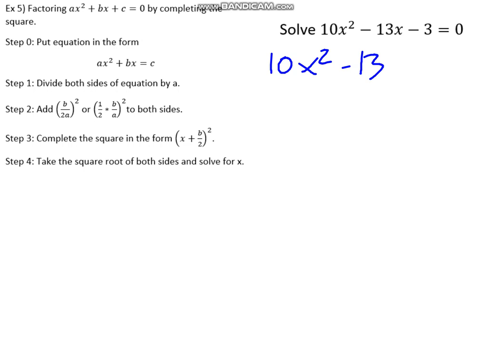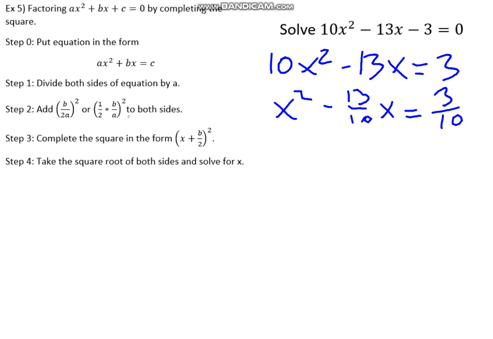minus 13x equals 3. Step 1 says divide both sides of the equation by a, which a here is 10. So I'm going to divide everything by 10. I'll end up with the fraction 13 over 10 x equals 3/10.